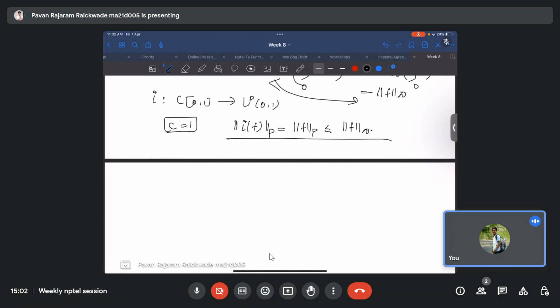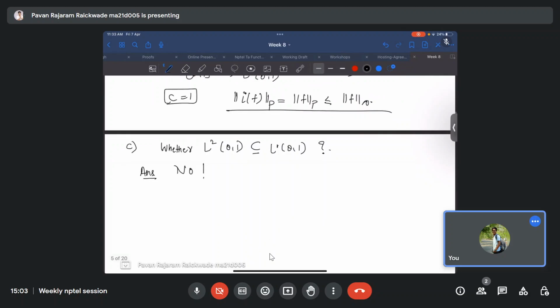Okay, so what part C asks is whether L^2[0,infinity) is contained in L^1[0,infinity). The answer is no. For an example, we have to give an L^2 function which is not an L^1 function. Okay, so let's define f like this. No, sorry, 0 to infinity is what you want.